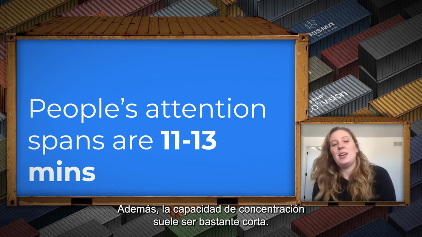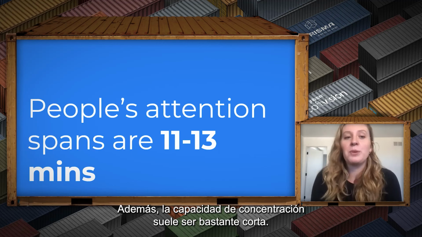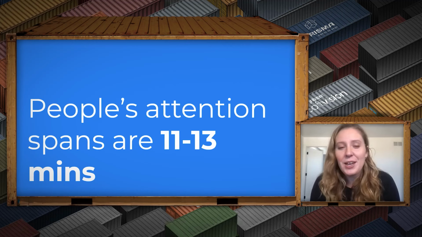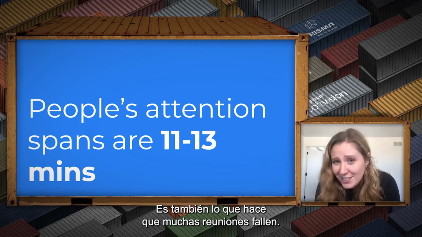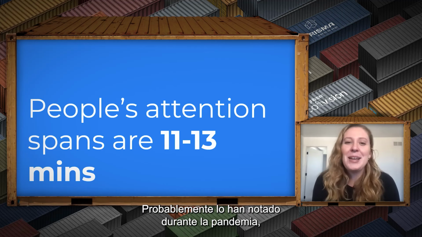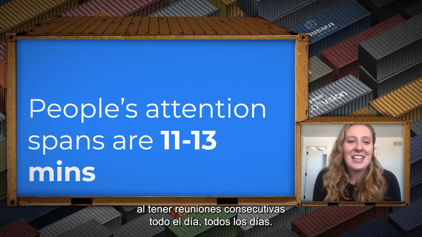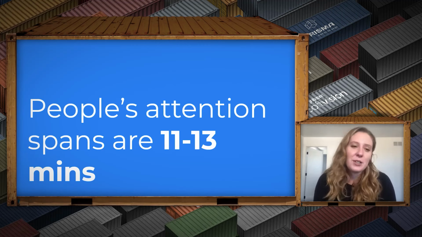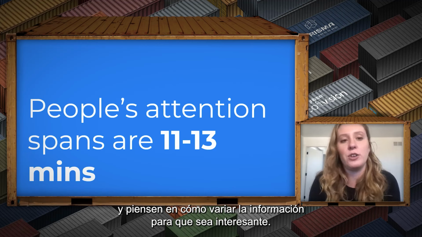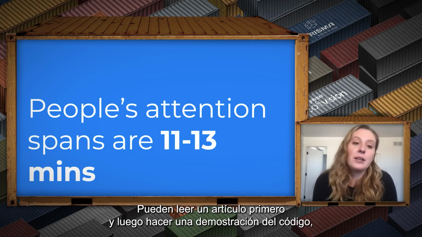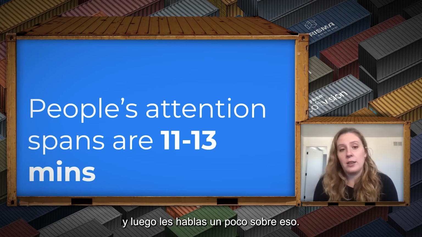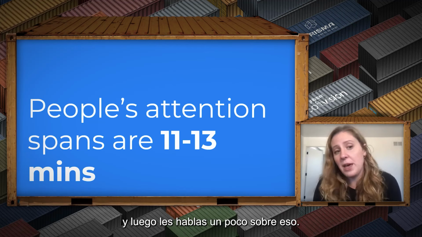Also, people's attention spans are pretty short. So this is why lectures are a flawed model. And also a lot of meetings are flawed as well. We probably saw that a lot within the pandemic, of having back-to-back meetings all day, every day. So think about people's short attention spans and how you can vary information to make it more interesting. So is it that they read an article first, and then they do a code demo, and then you talk to them about it for a little bit?